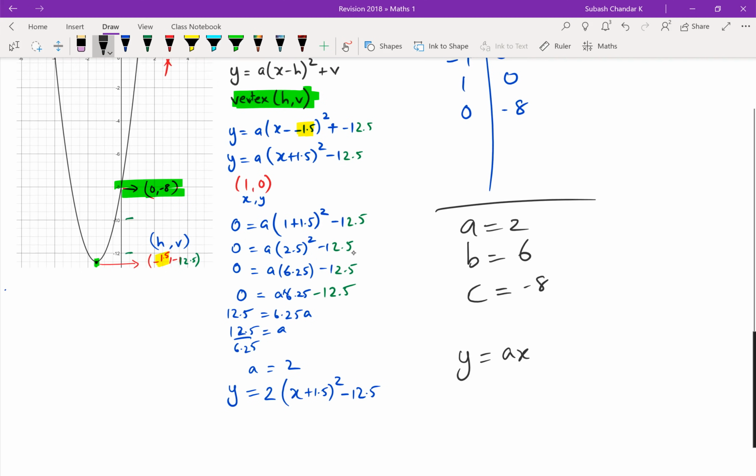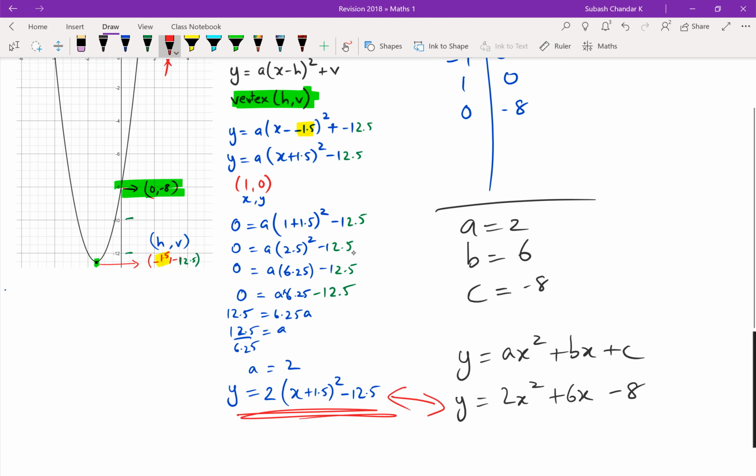Because remember, this is the format: ax squared plus bx plus c. So you can rewrite this as y equals 2x squared plus 6x minus 8. And for those of you that have done algebra and are really comfortable with this, you could try and expand this. And if you expand it, you'll notice you should get the same answer as this. All right? So both of these answers are correct. One of them is in vertex form, and the other one is in standard form.